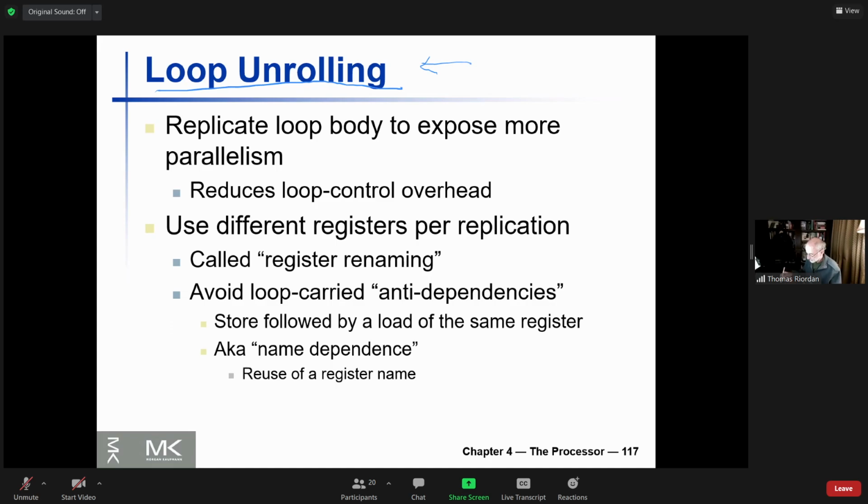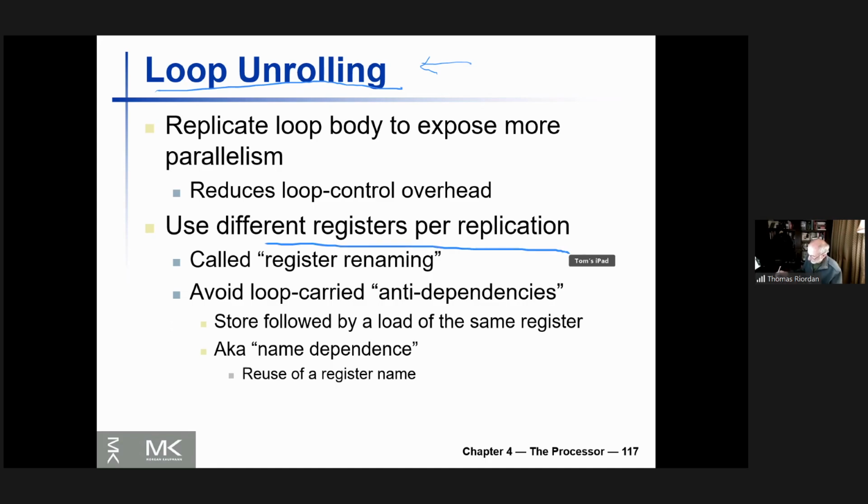And the important thing, when we unroll it, is to use different registers every time you replicate the code. And this has a name, and it's an easy name to remember. It's called register renaming. So you're renaming the registers that are used on a per-iteration basis of the loop. And then they have this fancy word here that basically just means false. Much easier if you call it false dependencies. So, dependencies that aren't really there.